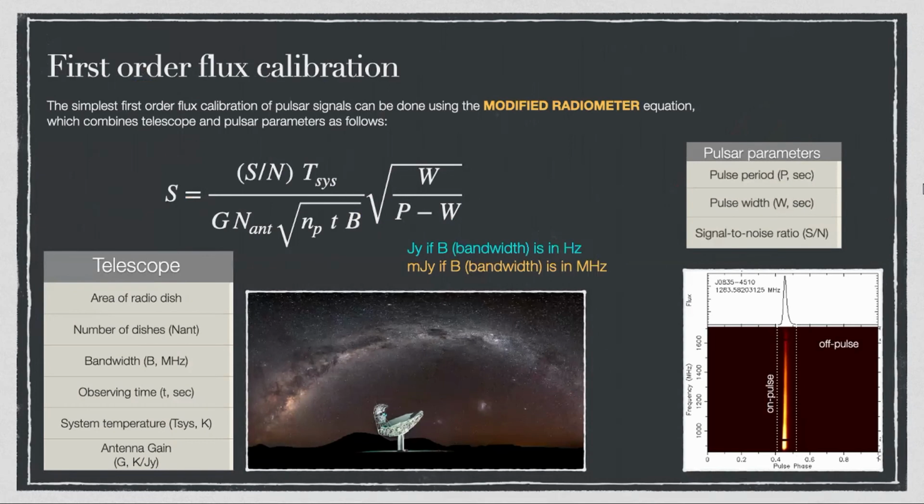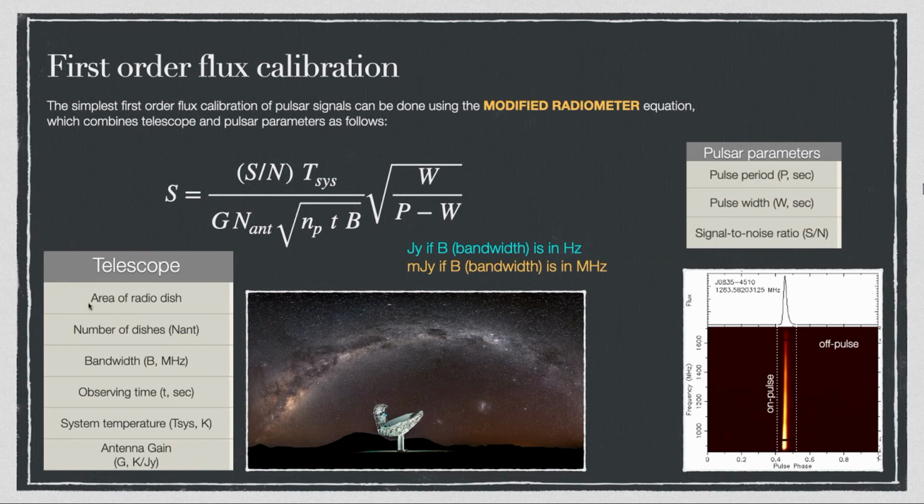Okay, we're not going to spend much time on flux calibration, but I just wanted to at least show you what the modified radiometer equation looks like and how pulsar terms come into play. So this would be like a first order flux calibration if you just wanted to scale your correlator counts to some Jansky value and get a feel for what the flux value of your pulsar is. The pulsar terms that go into this are on the right-hand side here. It's the pulse period and the pulse width, and the telescope parameters live on this side.